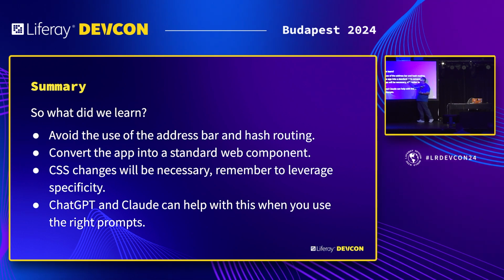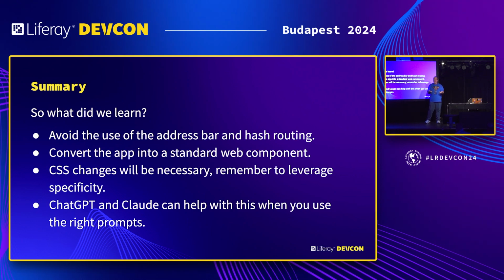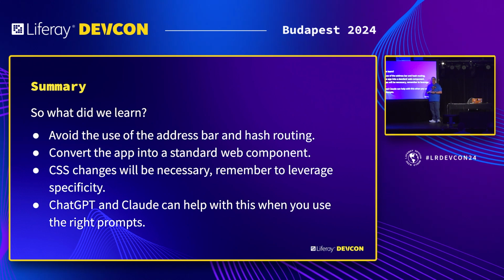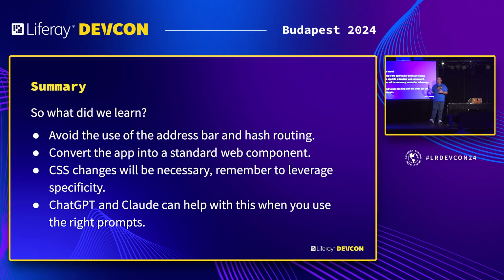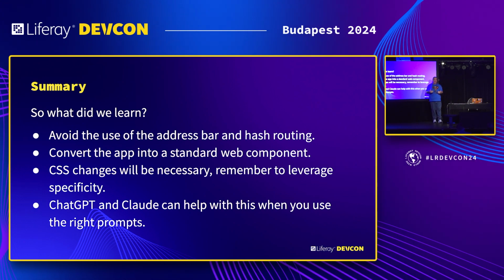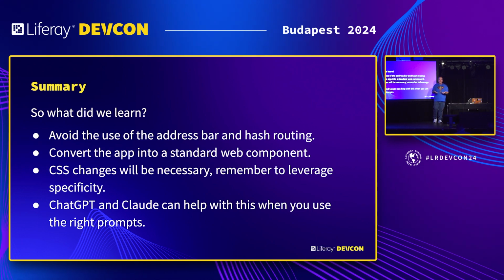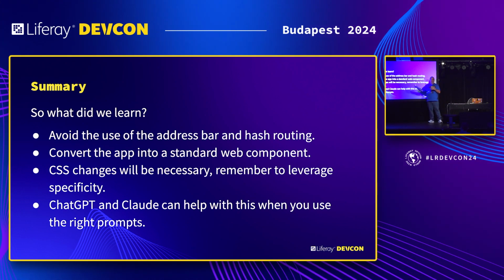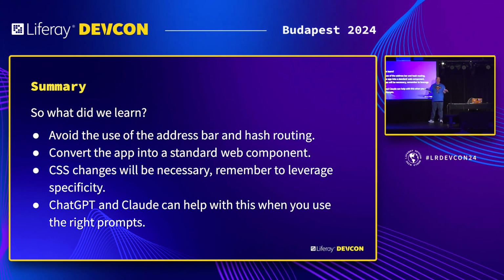The first bullet is important and a matter of some discussion on the community Slack today: avoid the use of the address bar and hash routing. Liferay owns the address bar. The to-do application actually uses the address bar and hashing for state, for transition, for managing the list of items to show. But if you navigate to another page and come back, all of your state management, all of your hash stuff, it's all gone.